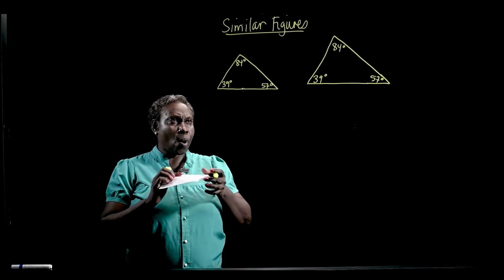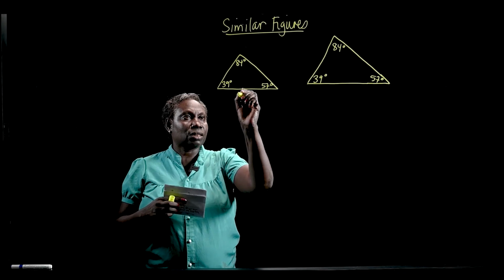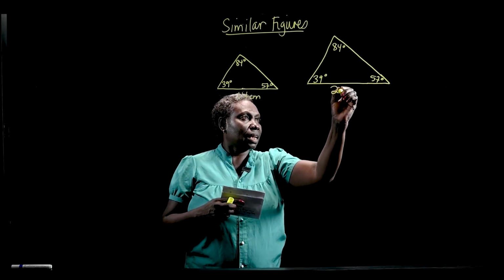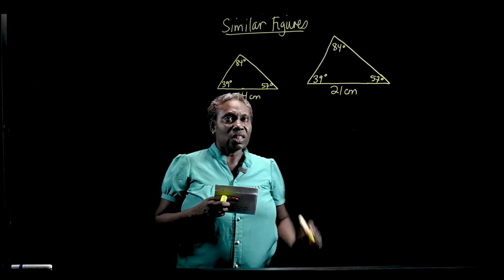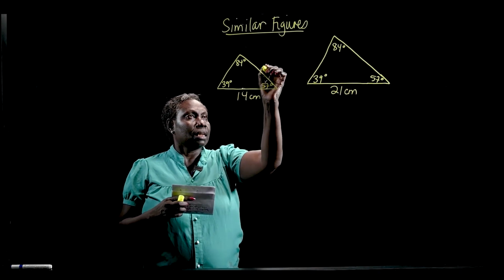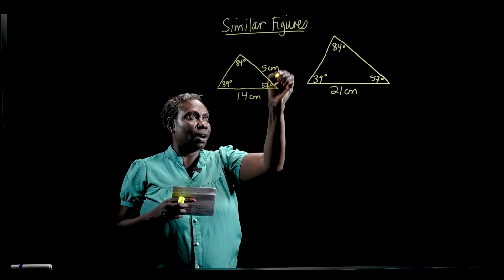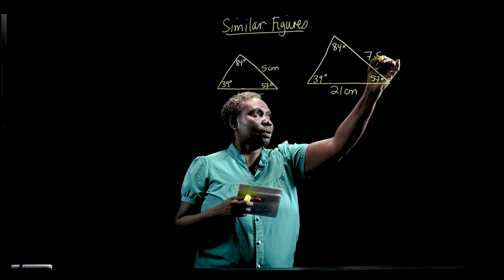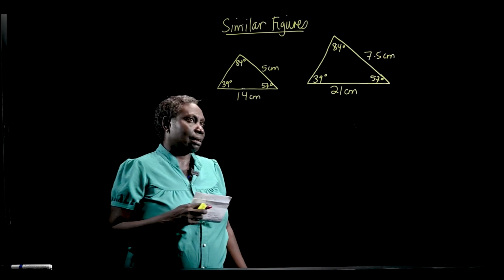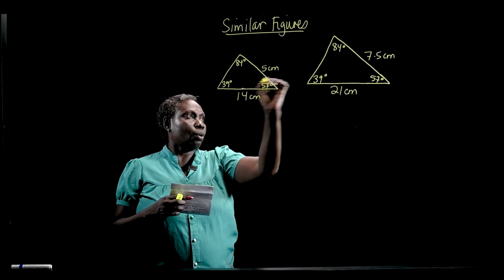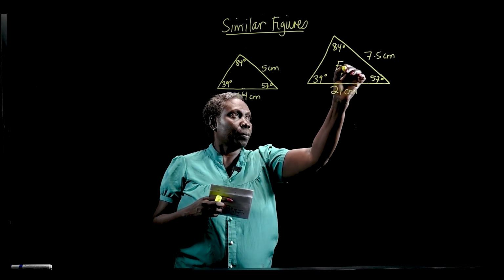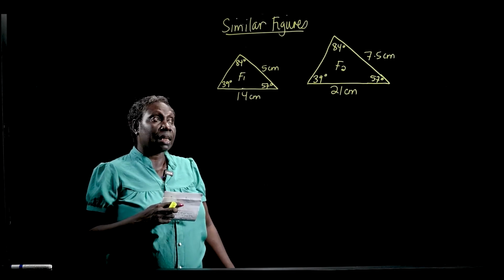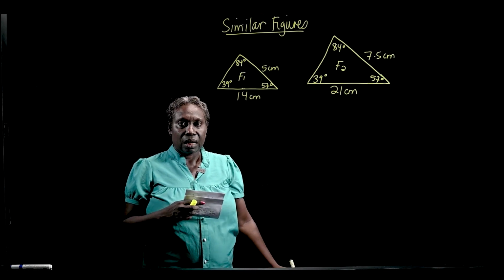Let's look at the lengths of these two triangles, which we are calling similar figures. One has a length of 14 centimeters. This one has a length of 21 centimeters. This side has a length of 5 centimeters, and this side has a length of 7.5 centimeters. Now, we call this figure 2 and we call this figure 1, but they are both similar figures.